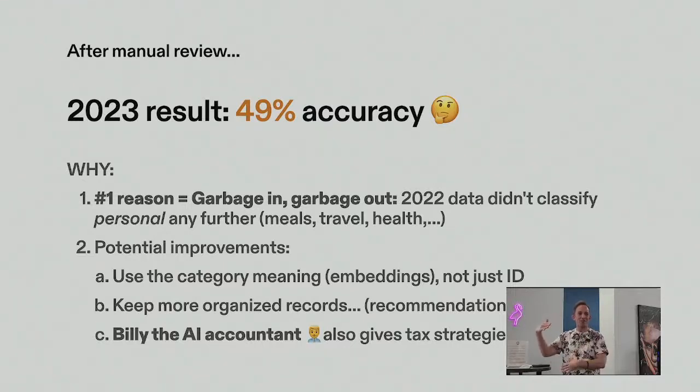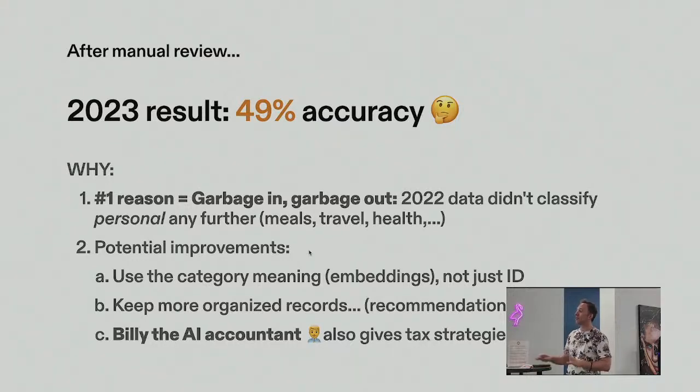So, I got the result. I went through it, not line by line exactly, but just spot testing. And I saw, well, it wasn't exactly 82%. Now, what happened? I looked into it. And the number one reason was actually garbage in, garbage out. In the 2022 data that was categorized, everything that was personal, somebody just put into the personal category and didn't further classify it into travel, meals, healthcare, stuff like that. And I did want it classified. So if I didn't have that data to train on, it wouldn't know how to do that properly. So that's probably a reason why I took a hit.